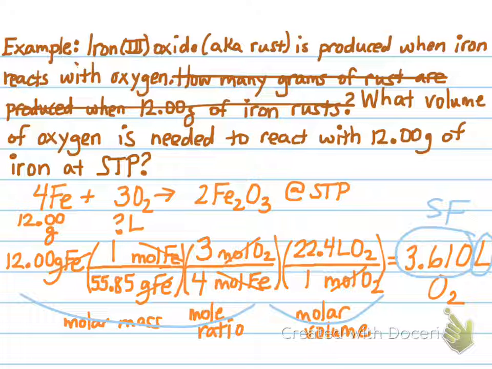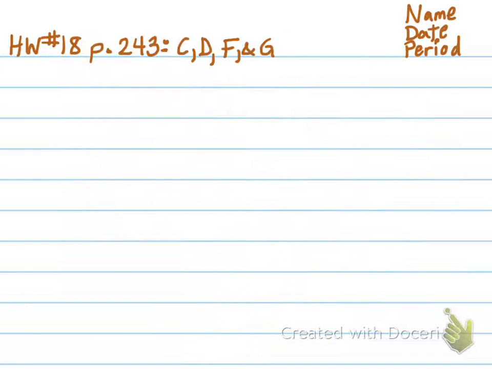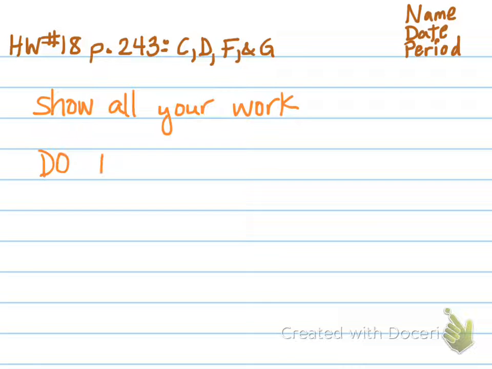So that's where we're going to stop for today. Your homework assignment is on page 243 to do C, D, F, and G, showing all your work. So again, you need to show all your work. And again, this is not work you can type. So do not type this. You're going to handwrite it out on a piece of paper, nice and neat, showing all your work.